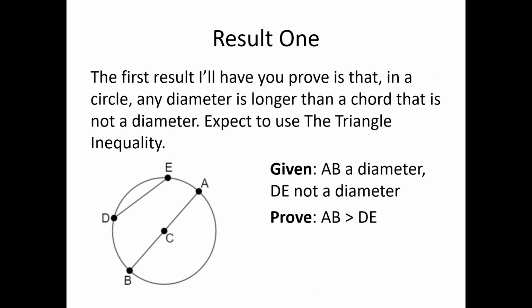Most everything that we will ever discover about circles will rely ultimately upon previous results that we have proven about triangles. This class really is a class in triangles, even when it seems that it might not be, like in the study of circles. It's really triangles. So here's our first result. Let us prove that in any circle, a diameter is longer than any chord that is not a diameter.